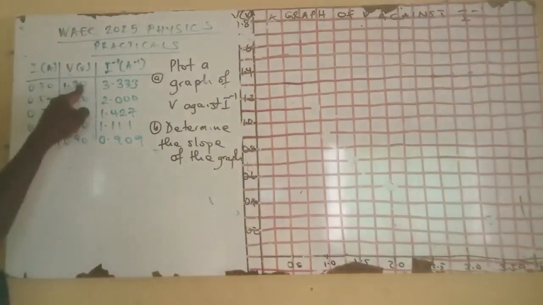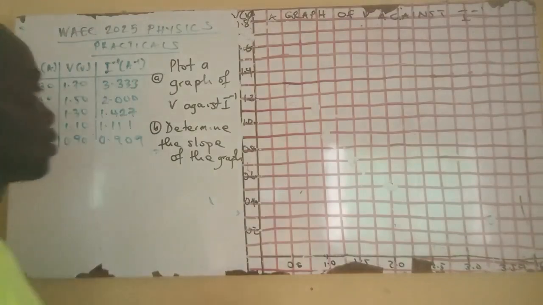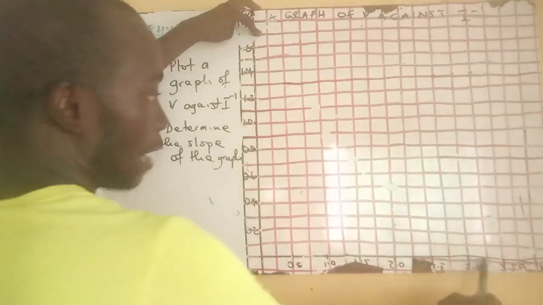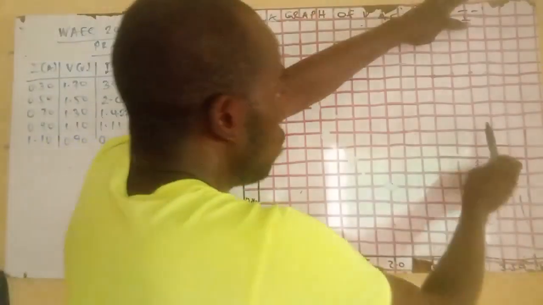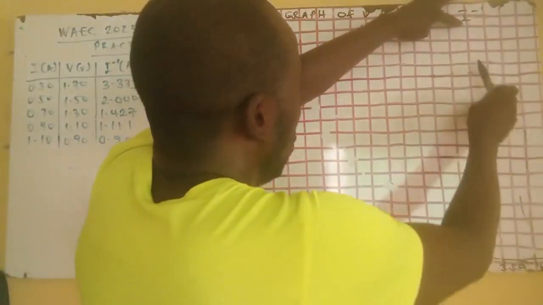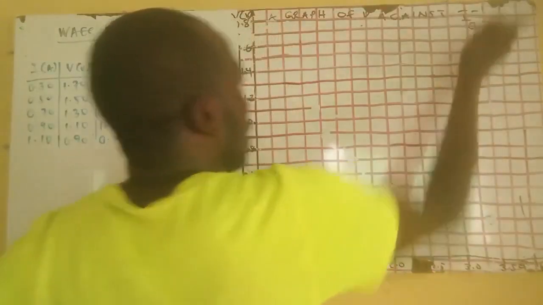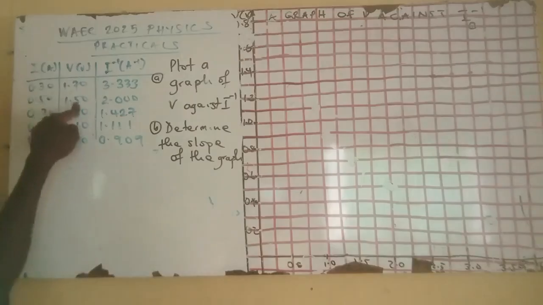Now the first one is 1.7, whereas this one is 3.3. So let's go for 1.7. 1.7 should be around here, and 3.3 should be around here. So look at the place where it joins. So let's go. So we are going to have it here. That's our point.